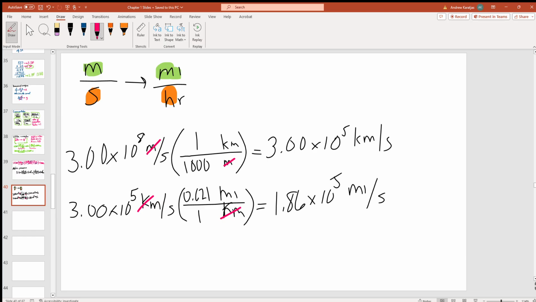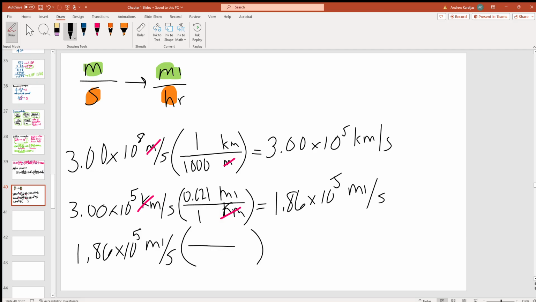Finally, we need to convert 1.86 times 10 to the 5th miles per second into hours. Now, you can do this as one step, you can do it as two. Doesn't matter if you don't remember that it's exactly 3,600 seconds to the hour. You can do this as two steps, 60 seconds to the minute, 60 minutes to the hour.